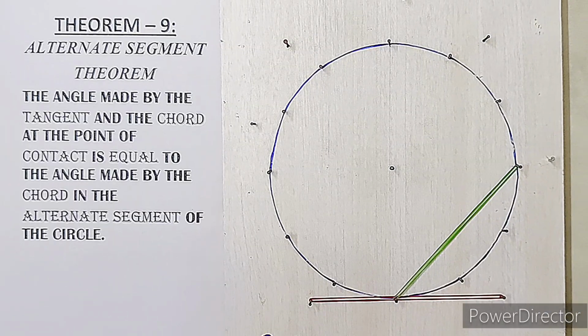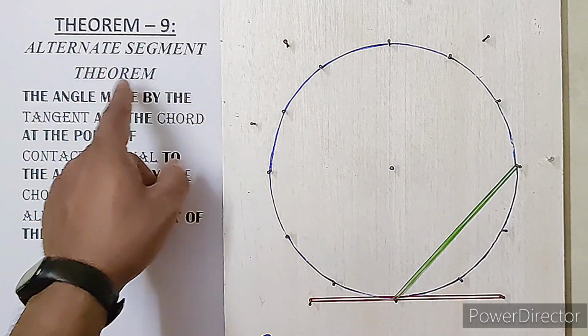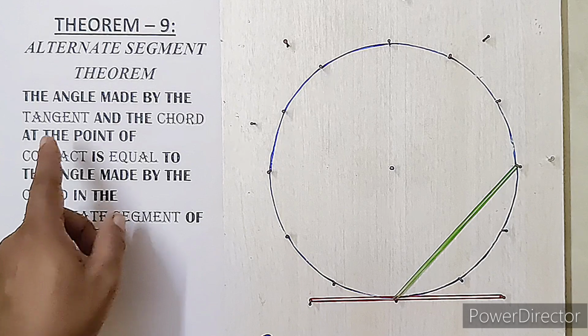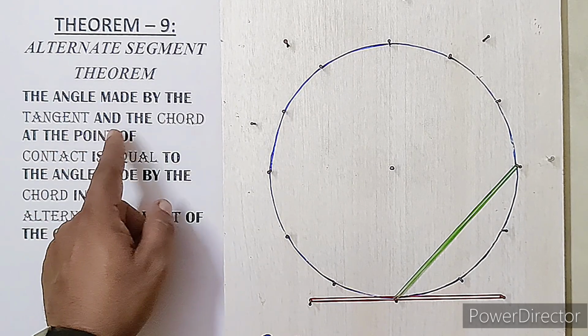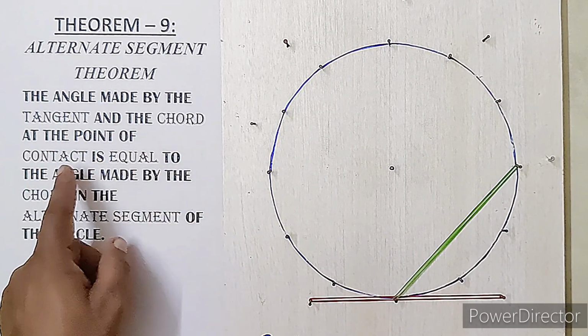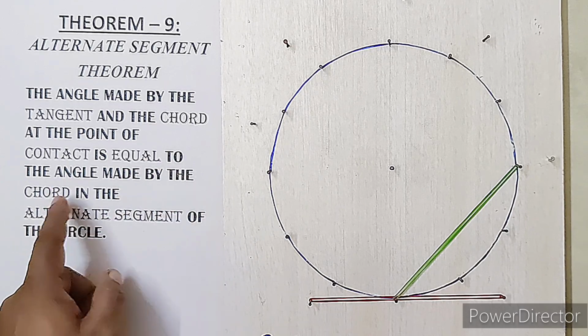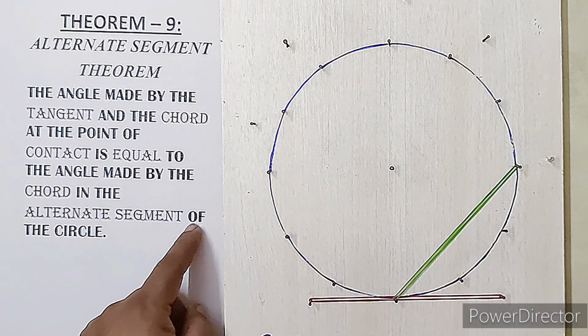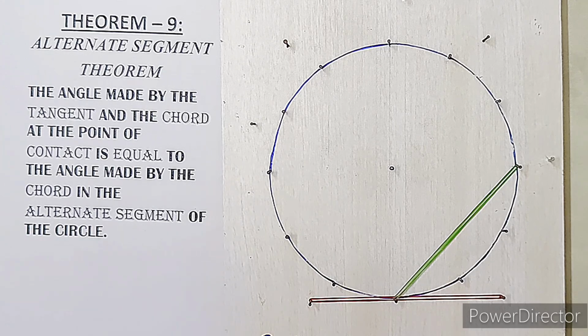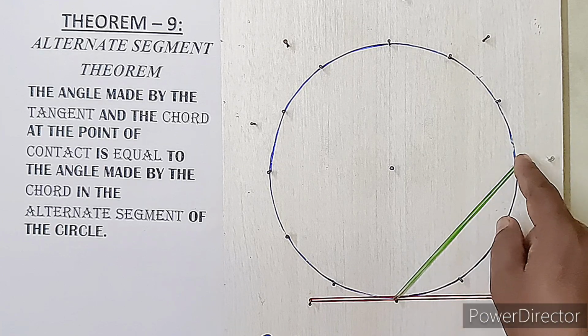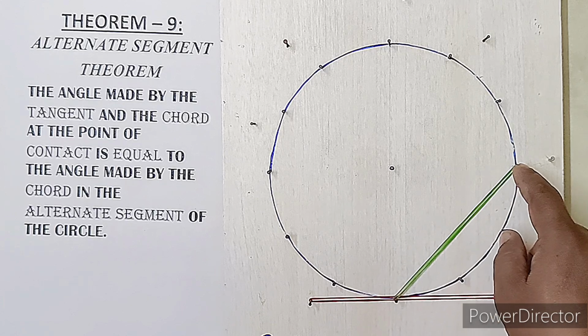Now we proceed to theorem number 9, which is also called the alternate segment theorem. The theorem says the angle made by the tangent and the chord at the point of contact is equal to the angle made by the chord in the alternate segment of the circle. So currently here you can see this one is the tangent, this is the point of contact where the tangent is touching the circle, and this is the chord drawn at the point of contact.